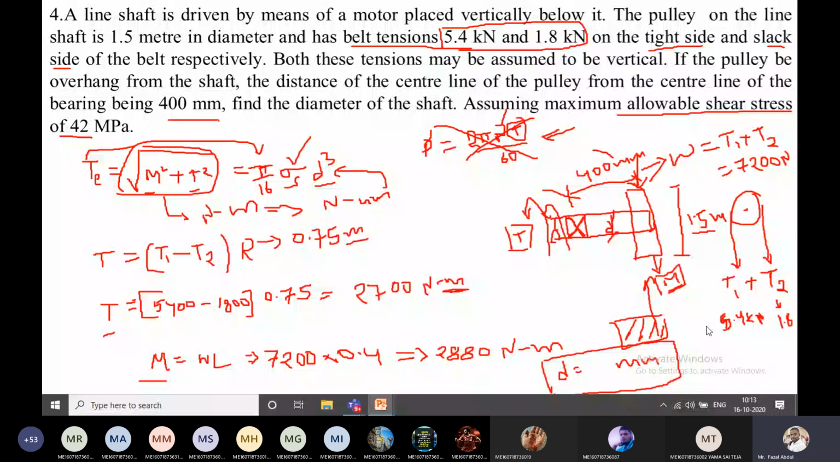Whatever problems I explain in the next classes regarding this design of shaft are directly 16 mark or long answer questions. Answer: you got the D value 78.2. 78.2. Very good. 78.2. Okay. Is it right to all?